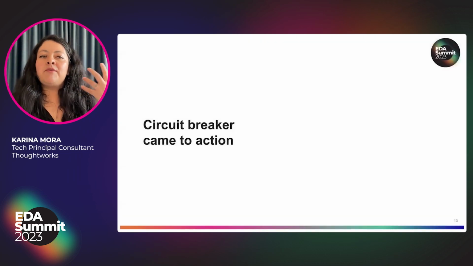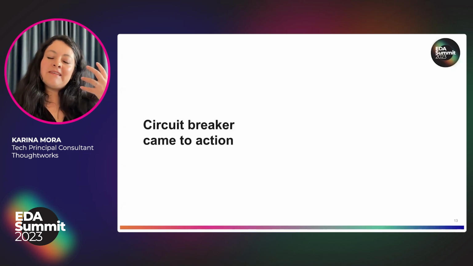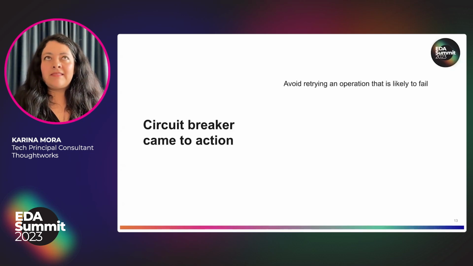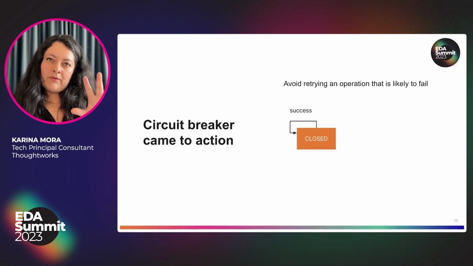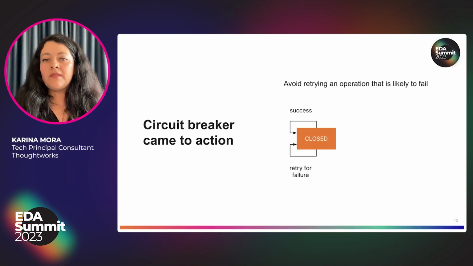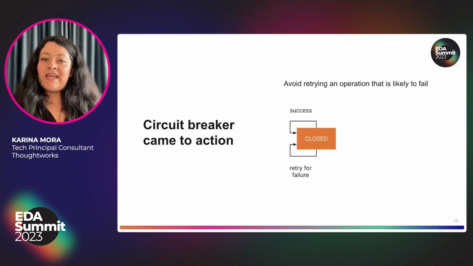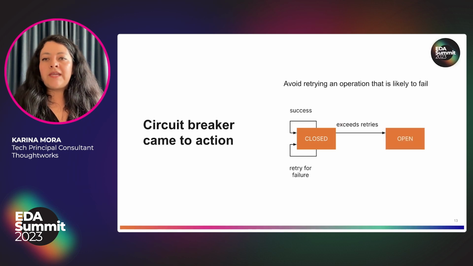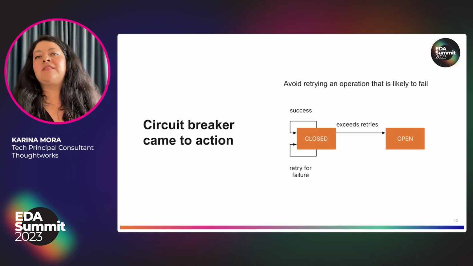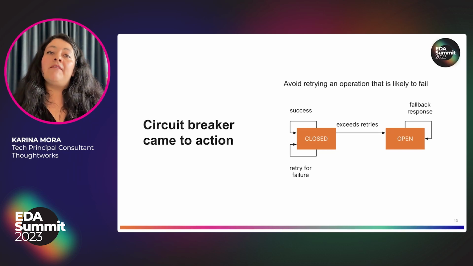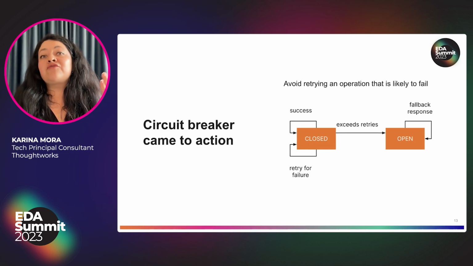Then we thought about the circuit breaker, right? This circuit breaker is a pattern that thinks about retrying an operation only if it's likely to succeed. Let's think about this. We have our circuit closed while we have success. Then we retry. And if we face a failure, once we exceed the retries we have configured, then the circuit is open. Then we have a fallback response because the operation is likely to fail, so we don't try again.